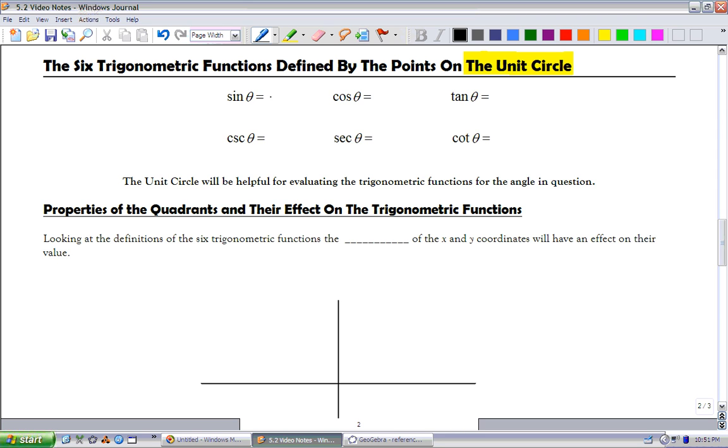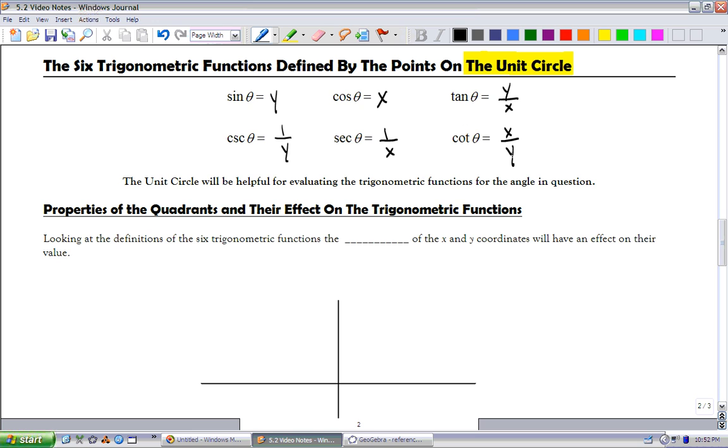On the unit circle, sine of theta is actually just equal to the y coordinate of the point on the terminal side. Cosine is equal to the x coordinate. Tangent is equal to the y coordinate over the x coordinate. Cosecant is equal to 1 over the y coordinate of the point on the terminal side. Secant is equal to 1 over x, and cotangent is equal to x over y.